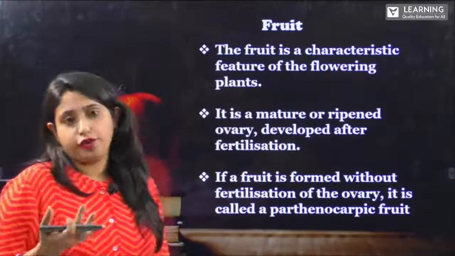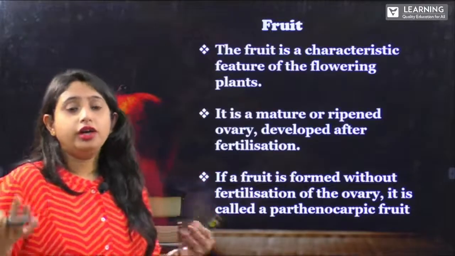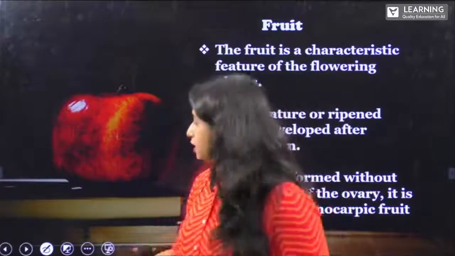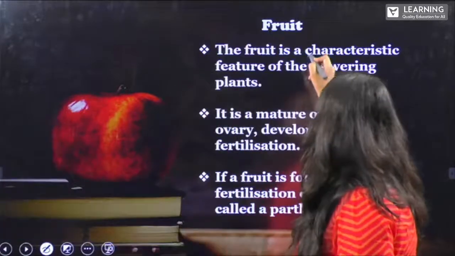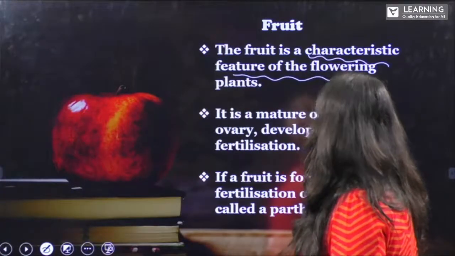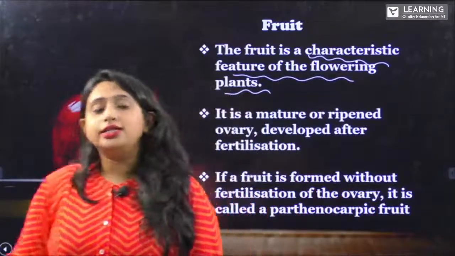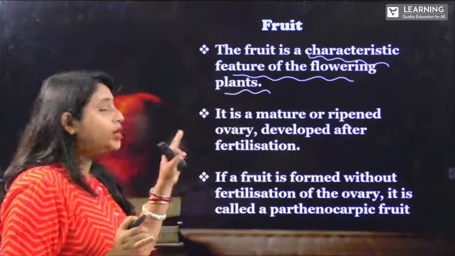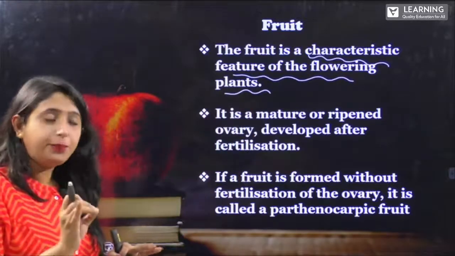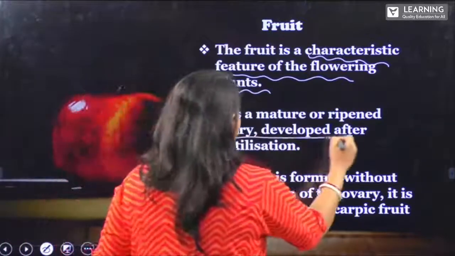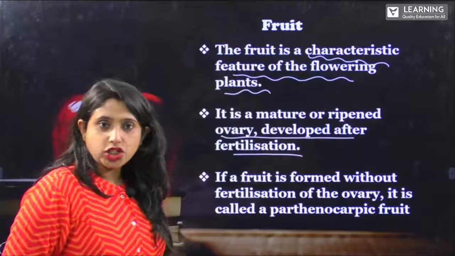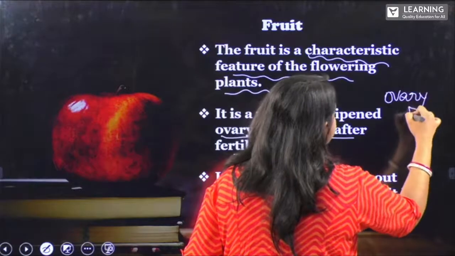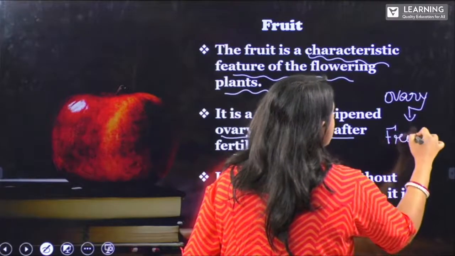So what do you mean by a fruit? How can you define a fruit? Every day we eat different types of fruits, right? So how can you define a fruit? A fruit is a characteristic feature of the flowering plants. And what is it? It is the mature or ripened ovary developed after fertilization.